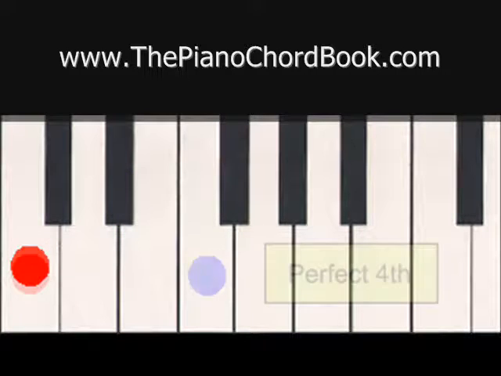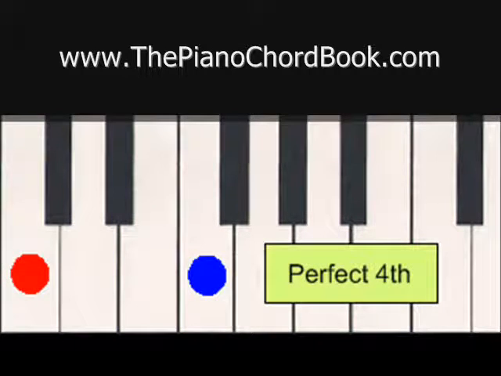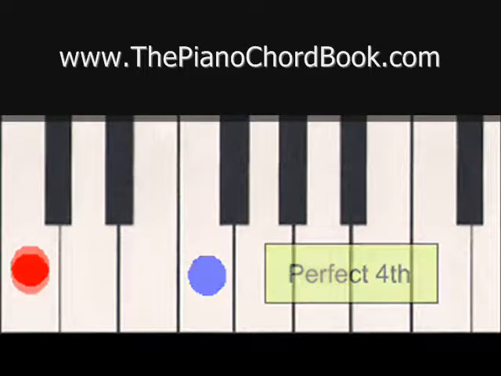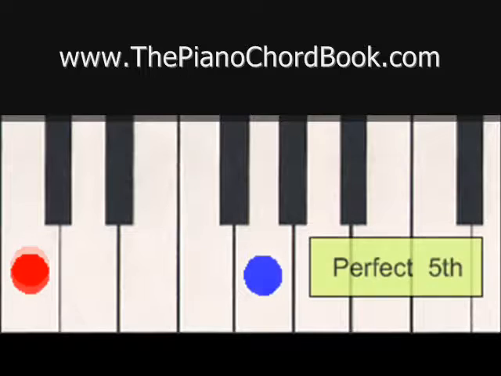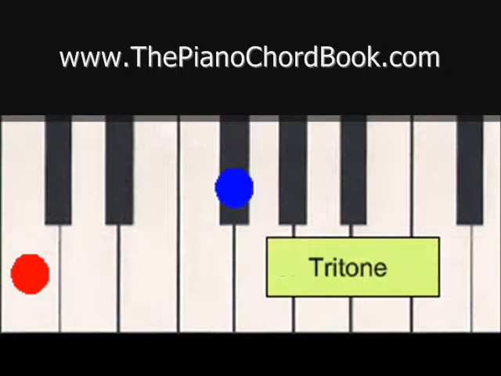From C to F we call a fourth, but its more specific name is a perfect fourth. And from C to G we call a fifth, but more specifically it's called a perfect fifth. And a 1/2 step down from that G to the G flat or F sharp is called a tritone.